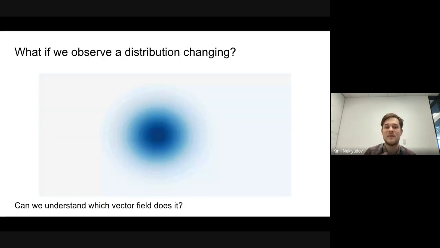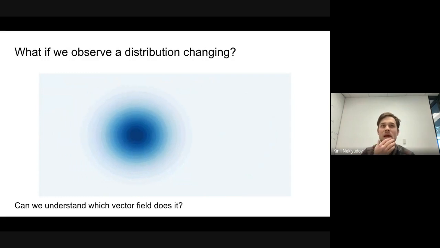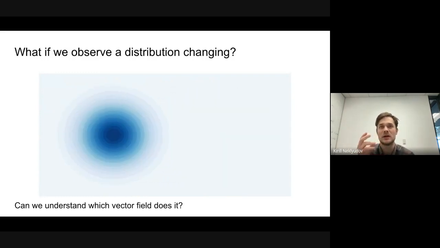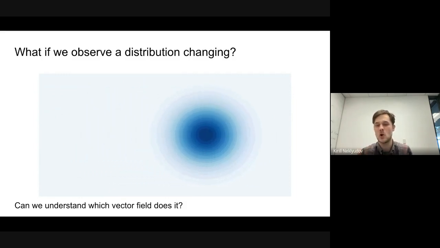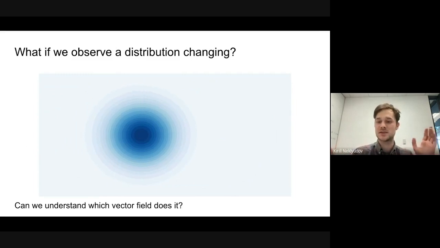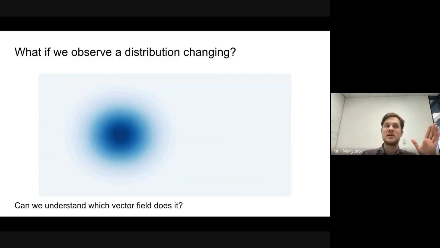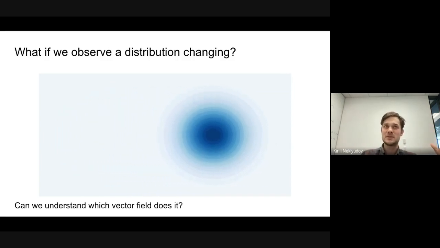So let's say we have a Gaussian just drifting in space to the right, and we might have access to the density or to the samples. That doesn't matter. Let's say we know this histogram, and we see this histogram drifting in space to the right. Can we understand what vector field does it?